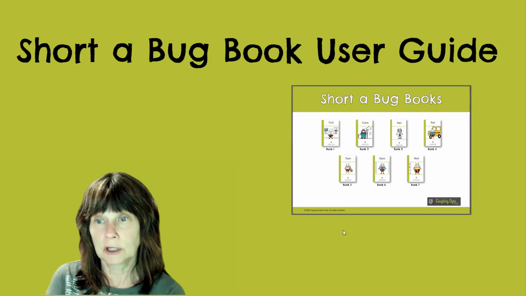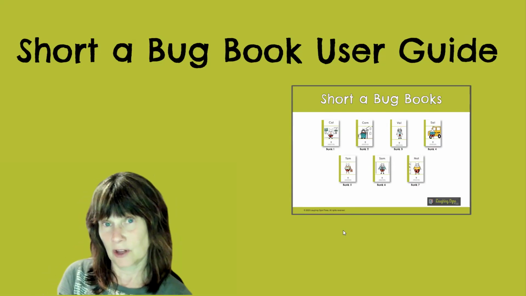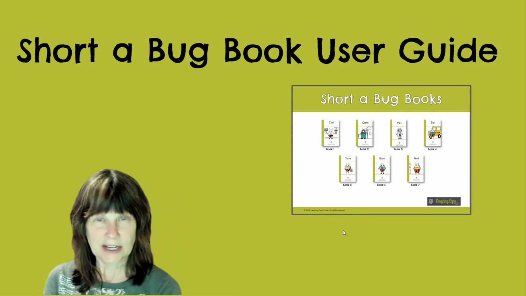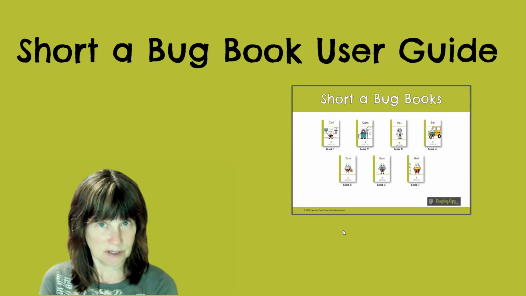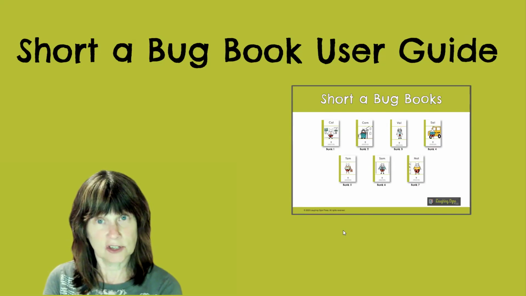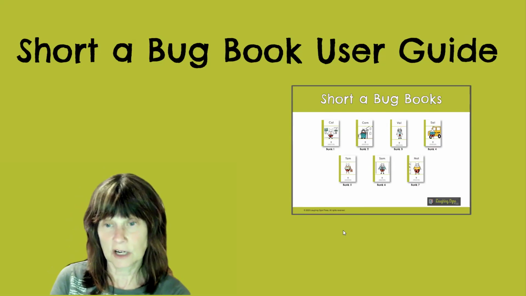So for example, in the book Tam, Tam is the name of the character. But when we jump over to Nat, Nat just happens to own a hat shop and she sells Tams in her hat shop. So that would be a different use of the word. So it's good for kids to know that words can mean different things in different contexts.